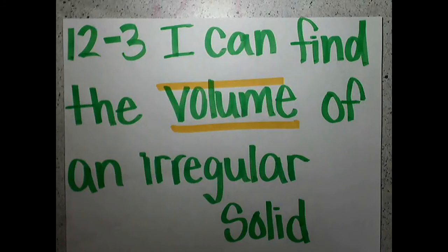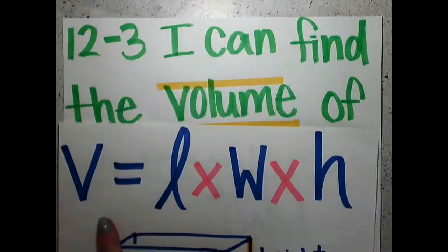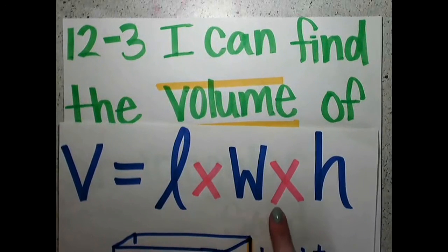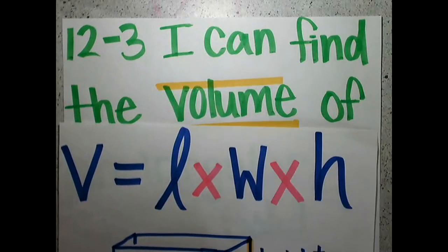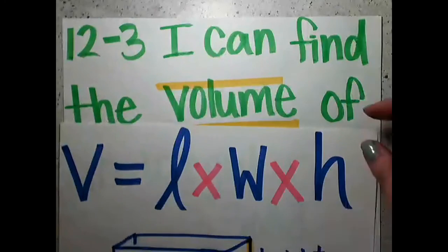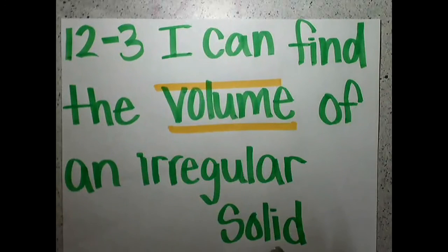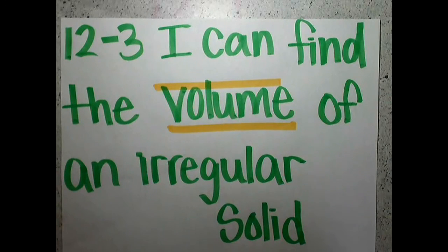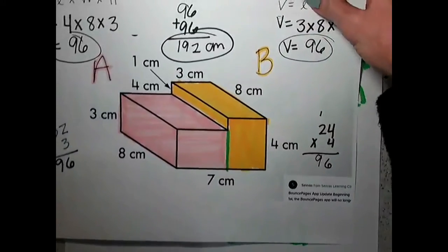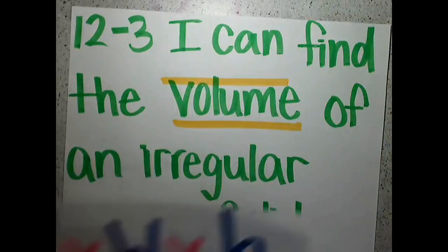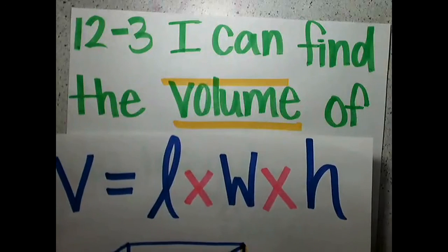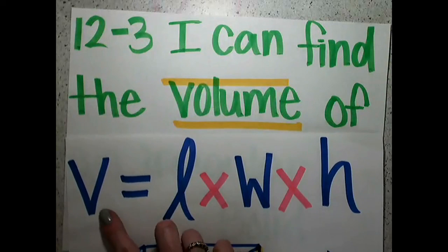Today, you learned how to find the volume of an irregular solid. Now, you still use our formula. Volume is length times width times height, but today you had to take a step further and you had to split the irregular solid into two regular prisms. We did that by shading and using our brain to find different ways to split up shapes. Don't forget, you can write down this formula to help you remember how to find the volume of a prism.